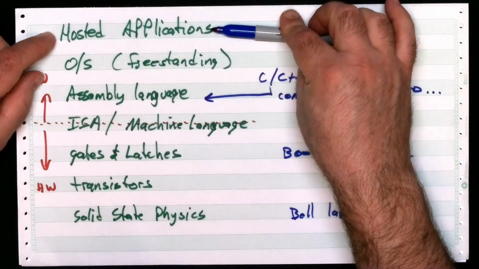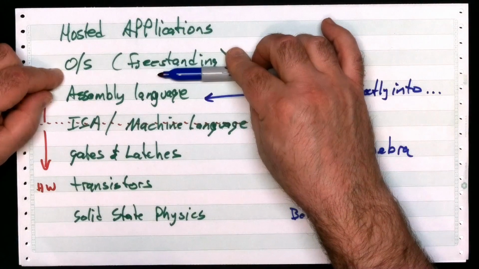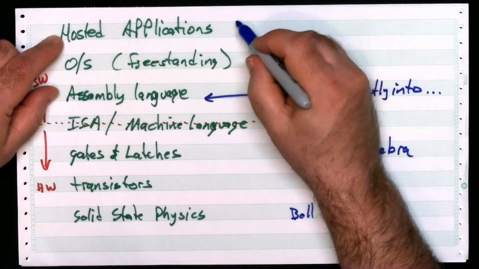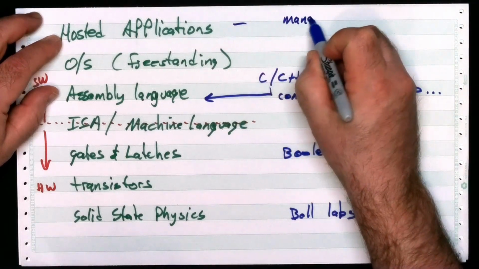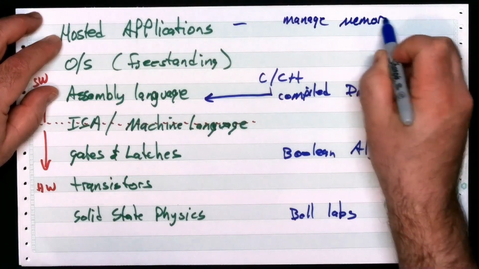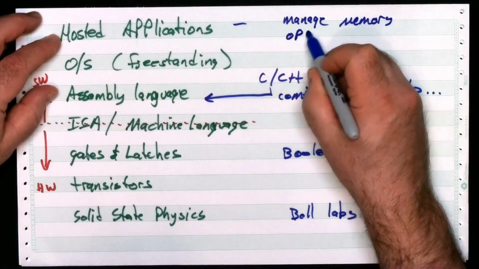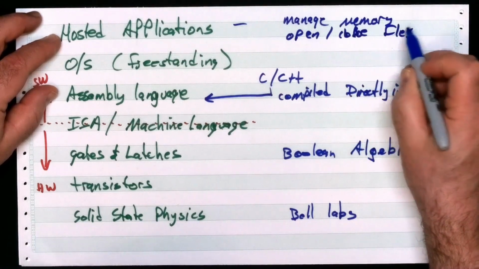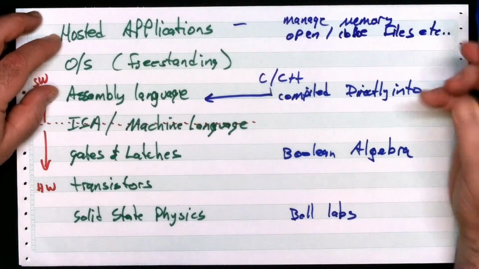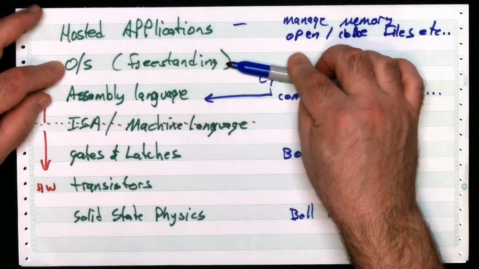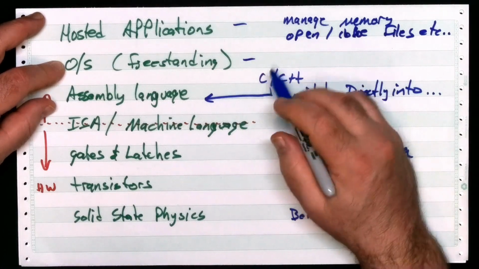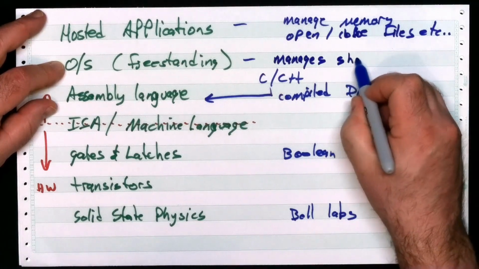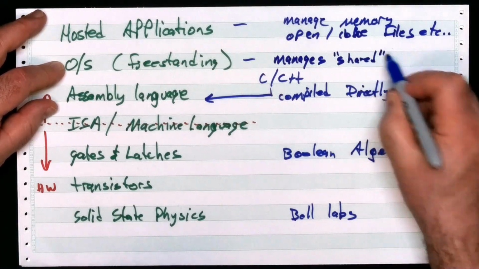Hosted applications, on the other hand, require the operating system to provide certain features that these applications can't do on their own. Like, for example, manage memory, open files, close files, etc. Right? The operating system on most computers manages resources. Quite often they're shared. I'll put quotes around that.